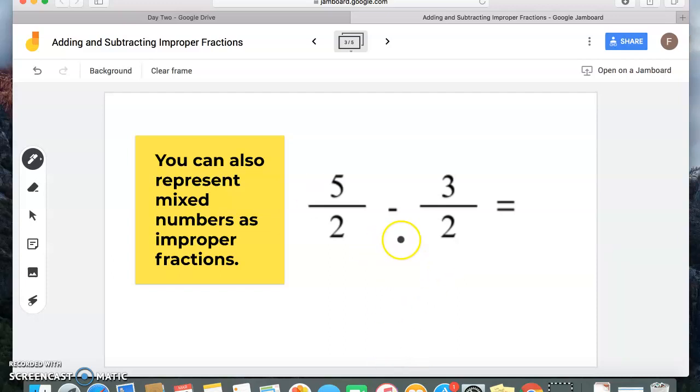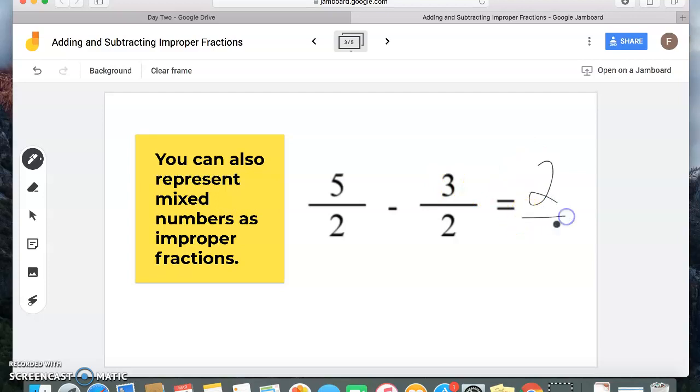Just like we've done in the past, we first look at my denominators and we see that they're both 2, which is great because now you just need to subtract your numerators. So we have 5 minus 3, which is 2, and my denominator is also 2. Now you could leave your answer as 2 divided by 2, or 2 halves, but we also know that 2 divided by 2 is the same as 1 whole. So 2 divided by 2 is equivalent to 1 whole. So these are both correct answers.